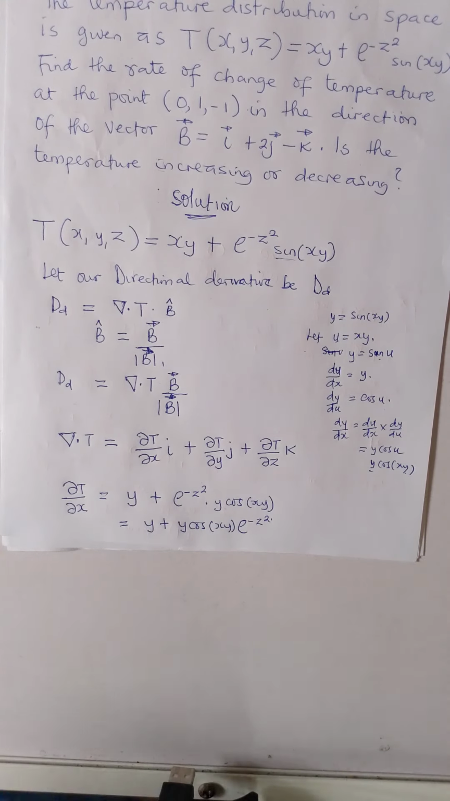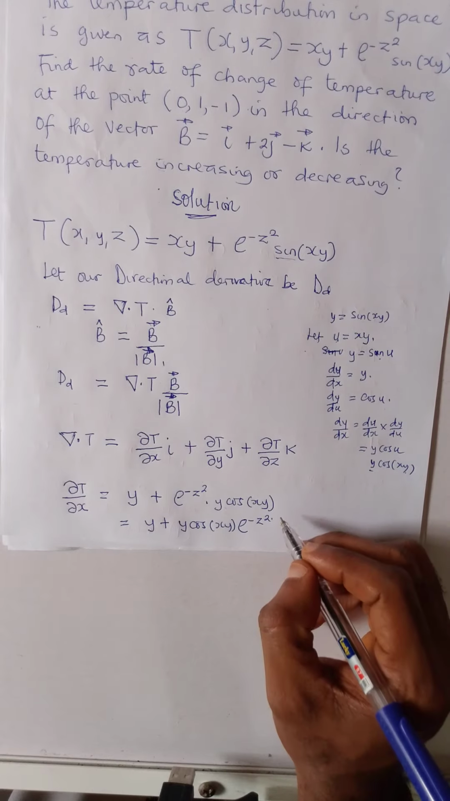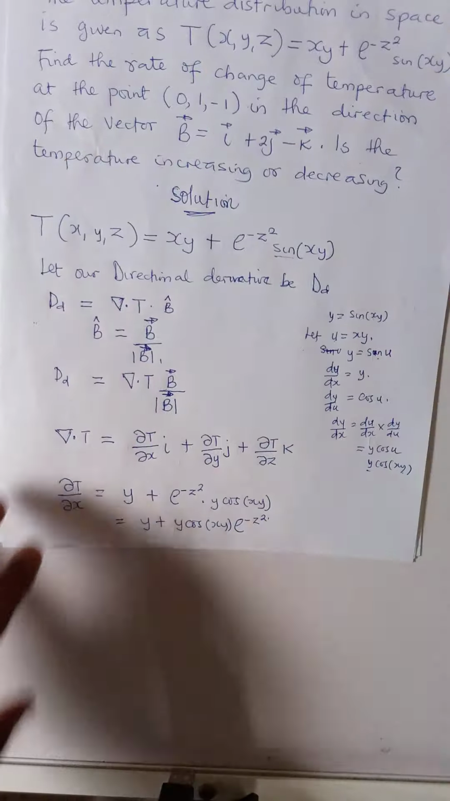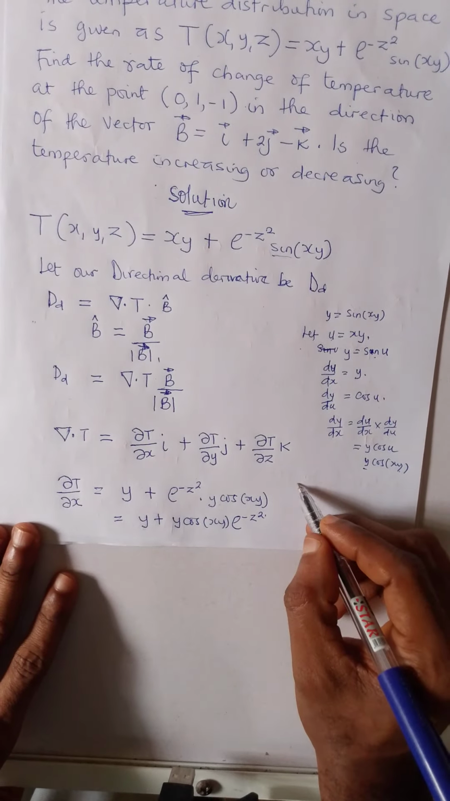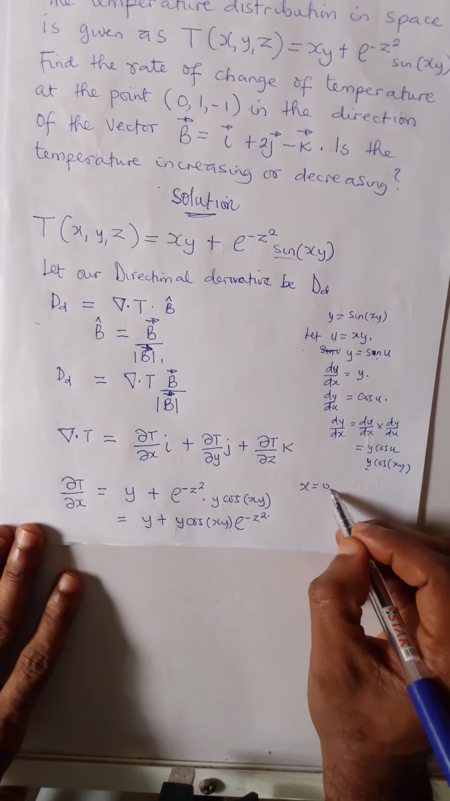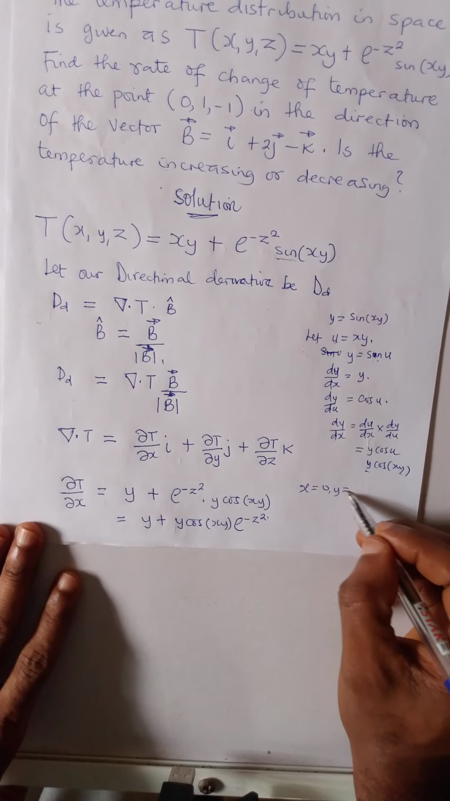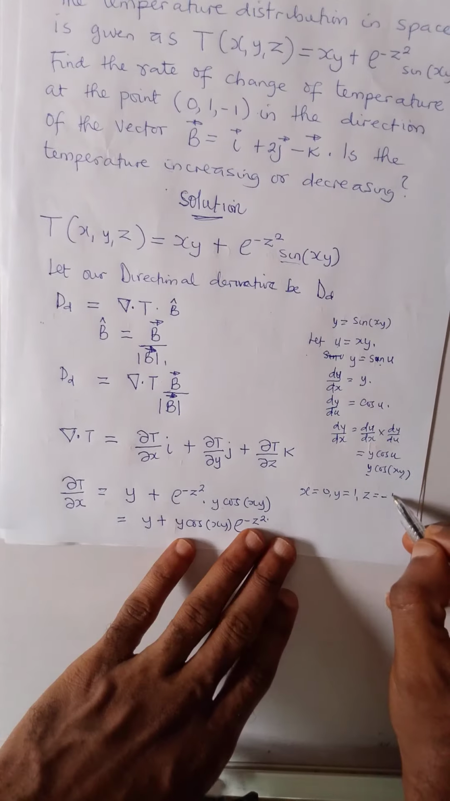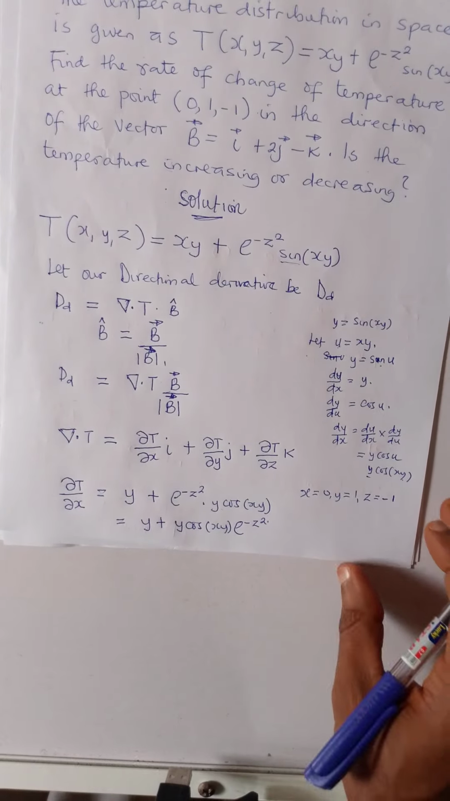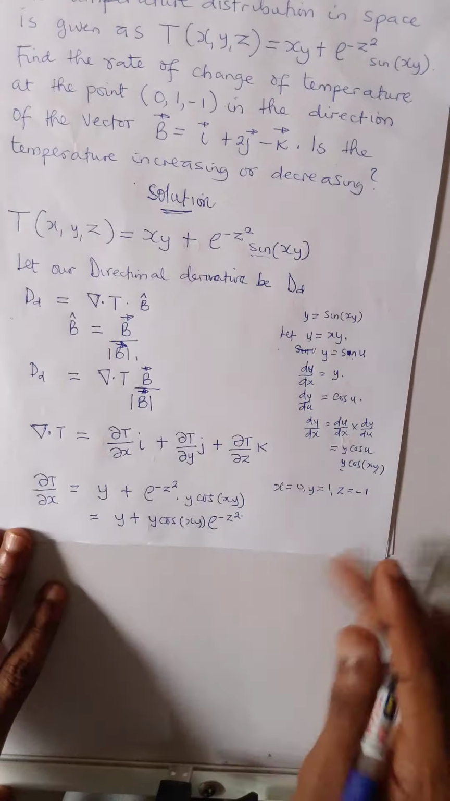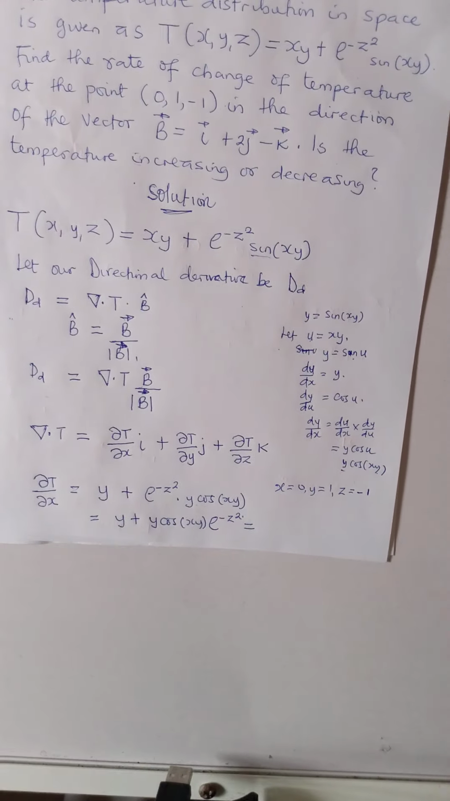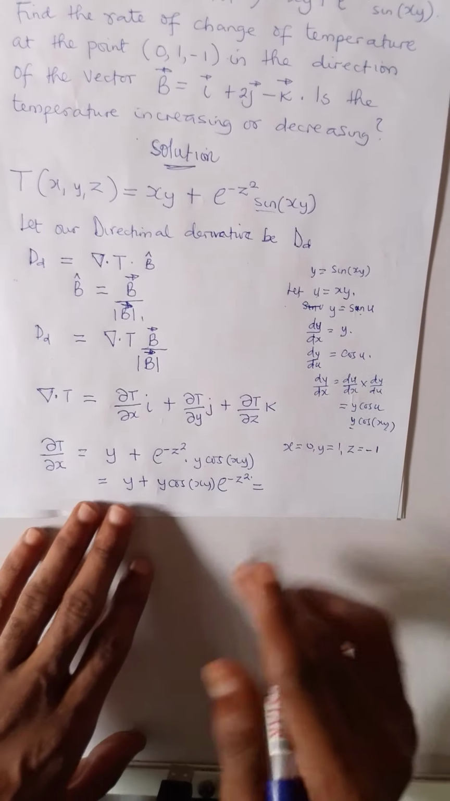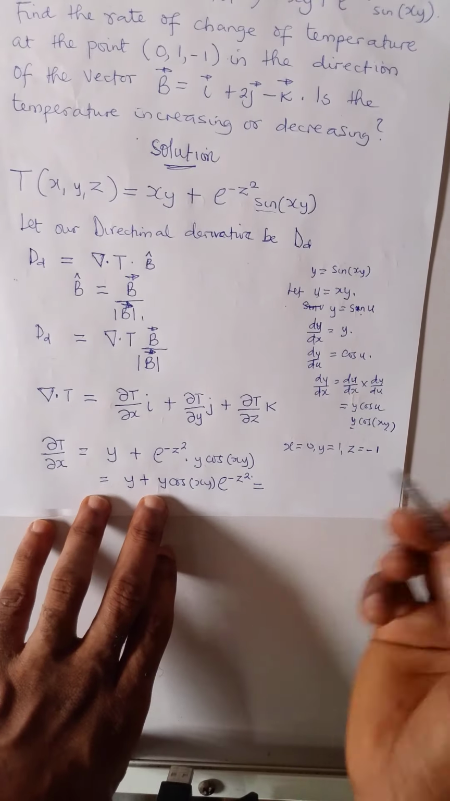And so we've been given an initial condition. The initial condition is that at the point 0, 1 and minus 1, so this means that x equal to 0, y equal to 1 and z equal to minus 1. And so because we have that, we can now bring in those values here. So we are going to have, of course, if I can factorize this, okay, let's just do it.